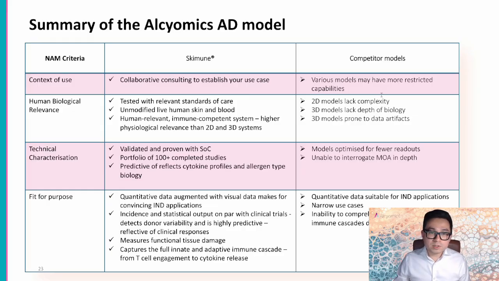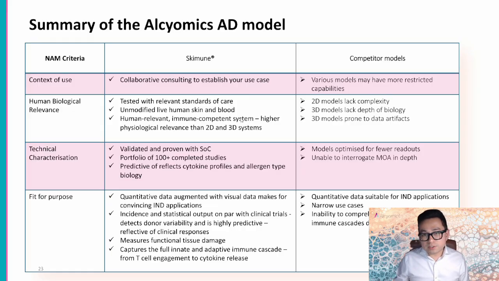In terms of fit for purpose, the value is the combination of the quantitative data, visual tissue data, donor variability, and functional tissue damage readouts. The important point here is that it's not that the model removes biological variability, it's that it allows us to measure biological variability in a controlled human system.